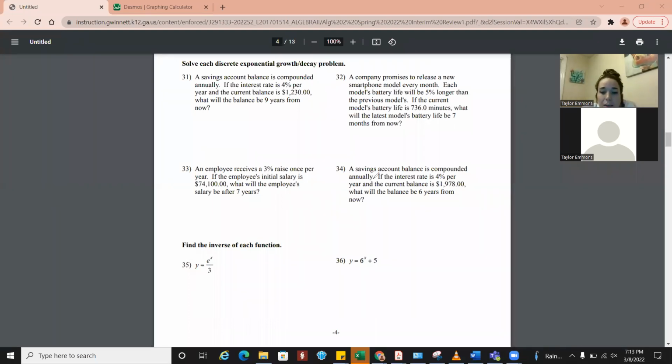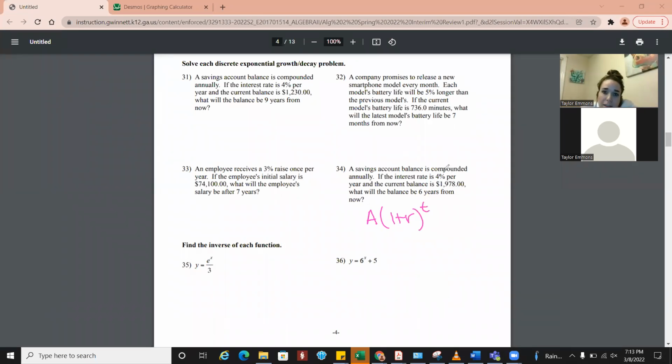On 34, it says a savings account balance is compounded annually. If the interest rate is 4% per year, the current balance is $1,978. What will the balance be 6 years from now? Okay, so the first thing that I want you to notice is that you're going to do A times 1 plus R raised to the T power. Okay, so that's the first thing that you're going to do.